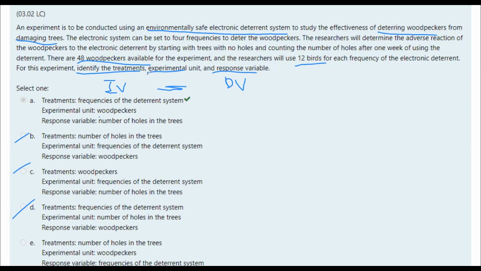Look at the difference. So figure out the easiest one to know. It's obvious that that's what the experimental unit is. So then it's a matter of what's the treatment, what's being done. Holes being put in the tree, that's what they're trying to stop or trying to investigate. So that would be the response variable. They're doing different frequencies of the deterrent system to see if it has an effect on that. So there you go. Not as hard as it seems.